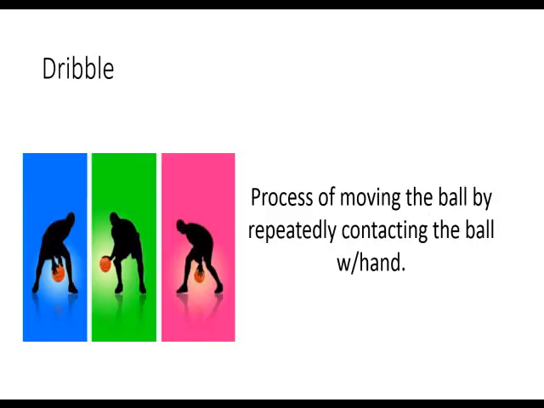Dribbling is a process of moving the ball repeatedly by contacting it with the hand. You can contact it with either hand, not at the same time. You can pretty much dribble in any direction that you want. But this is the primary method of moving the ball forward without passing it.